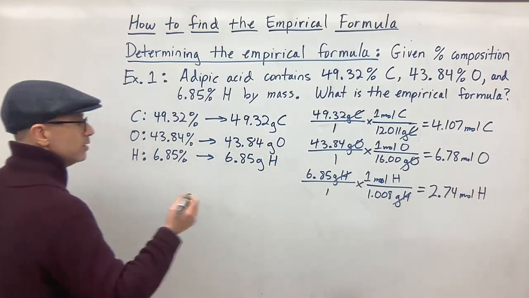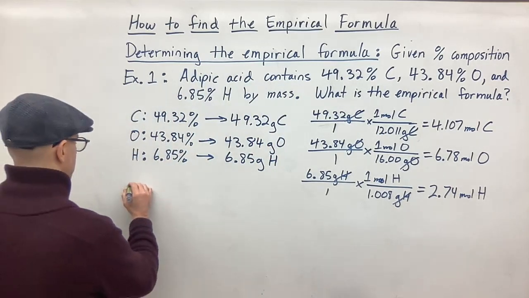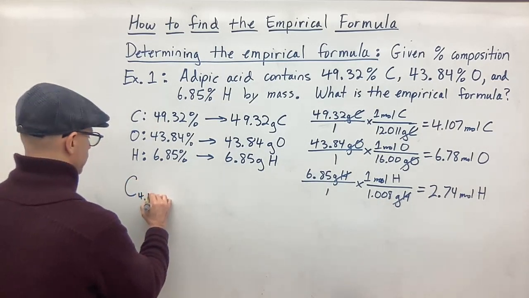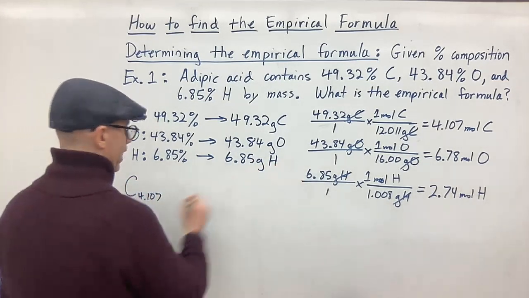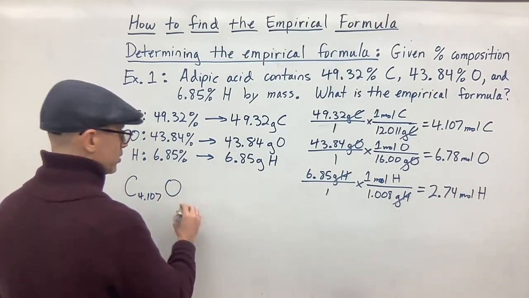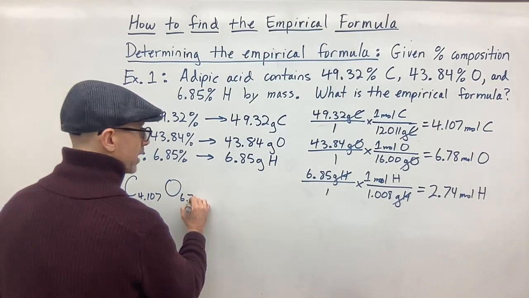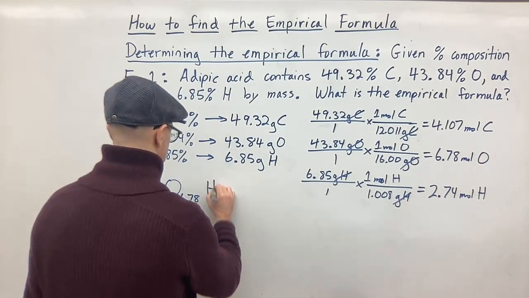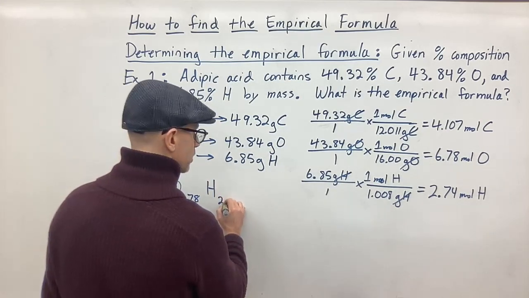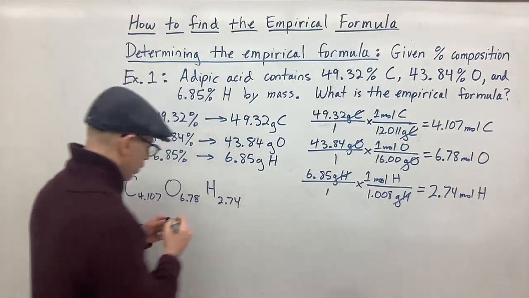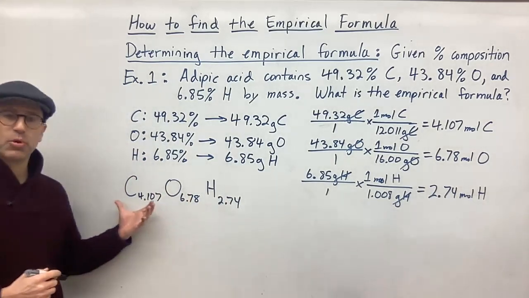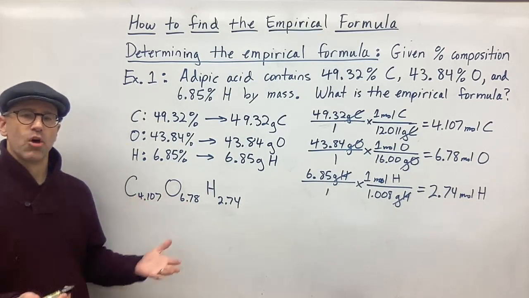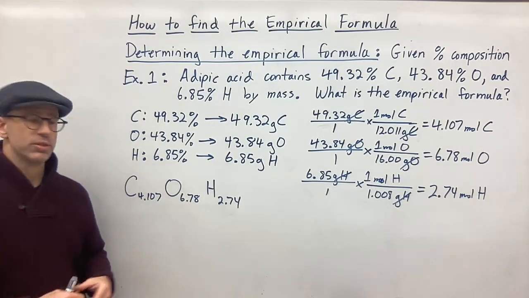So my pseudo formula is going to be C for carbon, so I'm going to write 4.107, and then I have oxygen, so O, and the subscript is going to be 6.78, and next would be hydrogen, which the subscript is going to be 2.74. So it's a pseudo formula because it's written like a formula, but you'll notice that my subscripts are not whole numbers. So now we need to work to get them into whole numbers.